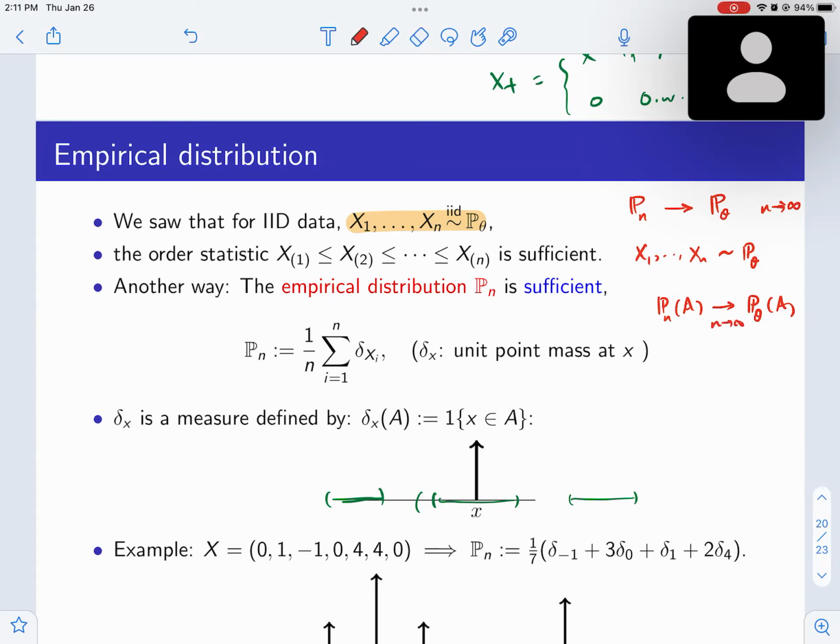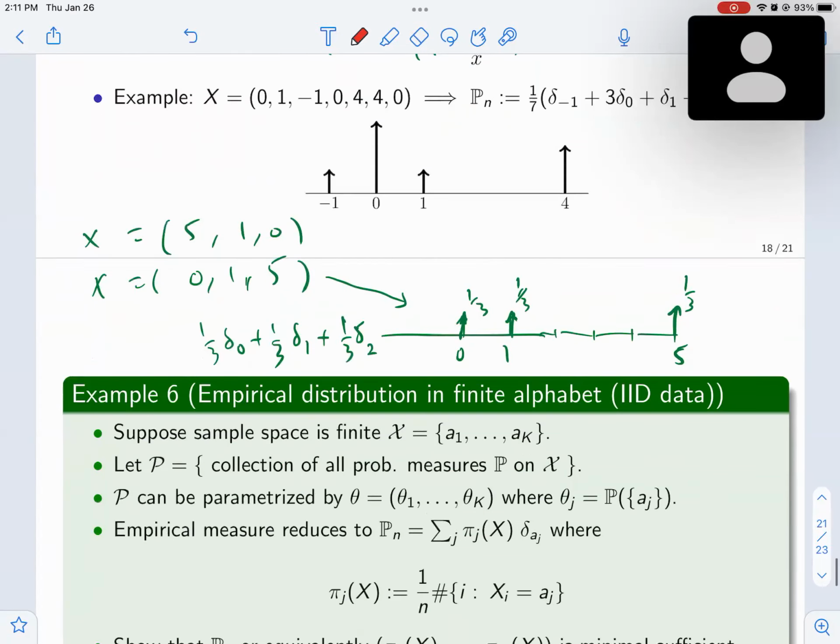In any case, this is like a side note. Side note, Pn is consistent for p theta. Good. For now, it's sufficient for us. The sufficiency is what matters.